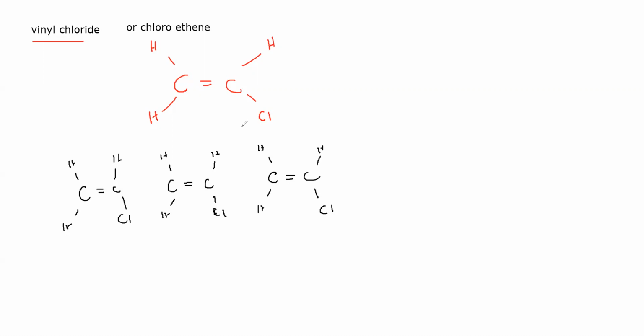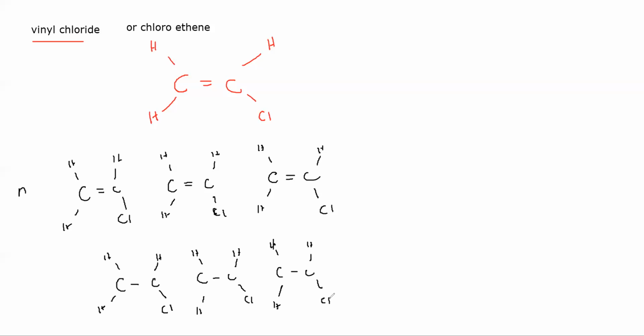Now, if we want to draw a polymer, what will happen? We'll draw the same structure. If we have n molecules, lots of molecules of this, the double bond will break. This is one molecule. This is another molecule. Then there's another molecule. And I'll link them together. The double bond will break and they will form a single bond with each other. So there will be a single bond between them.